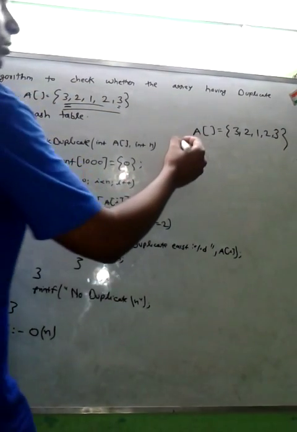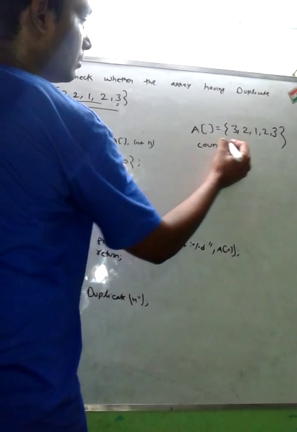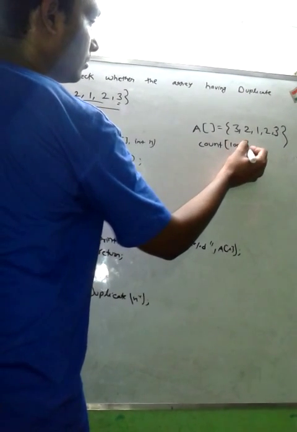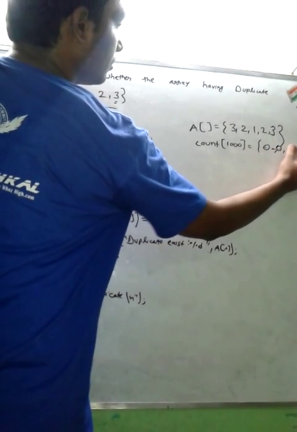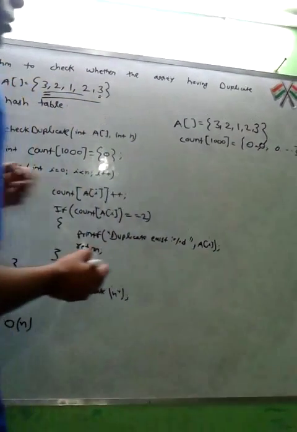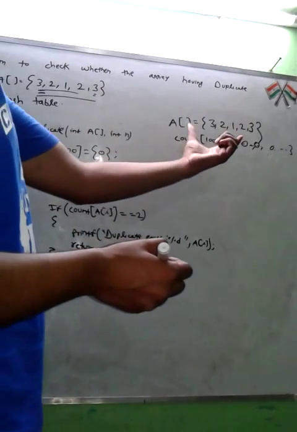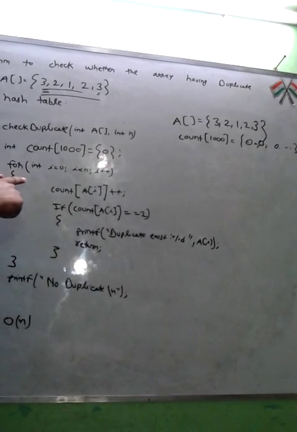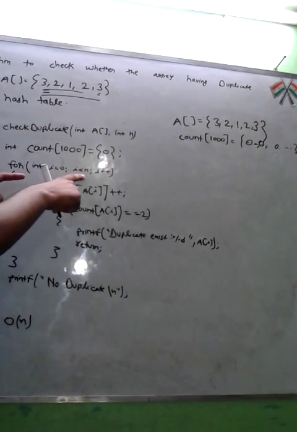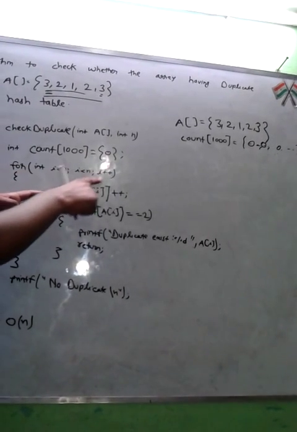Okay, so count of 1000 is 0, 0. Initially all are zeros, count is having zeros. So now we are traversing the array. So int i equal to 0, i less than n, i plus plus.